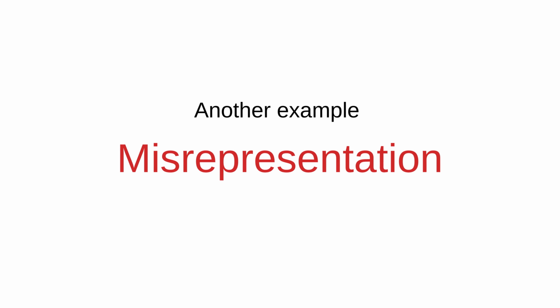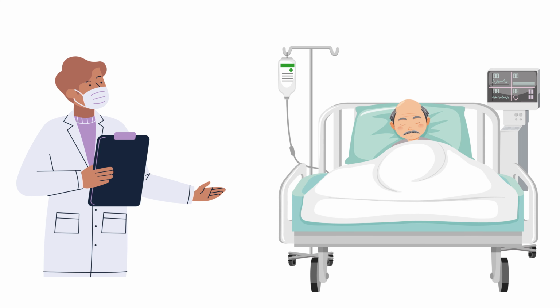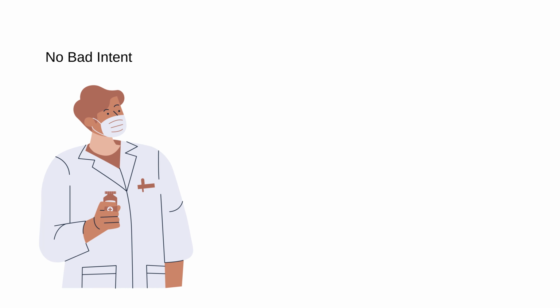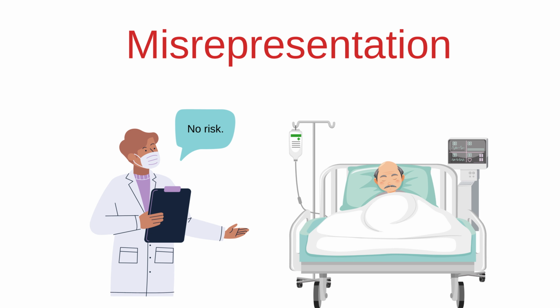Another example that everyone gives about this type of misrepresentation is a doctor told a patient who was about to undergo a surgery that his surgery has no risk. In reality, the surgery was 99% safe, but there was 1% risk. The doctor has no intention to deceive, but the doctor breached his duty to disclose the full facts. Here the doctor made a misrepresentation.